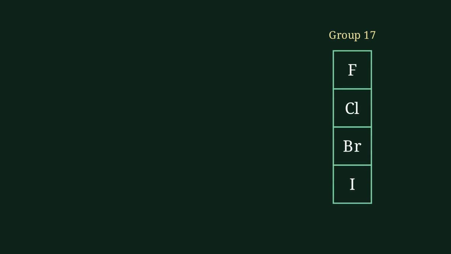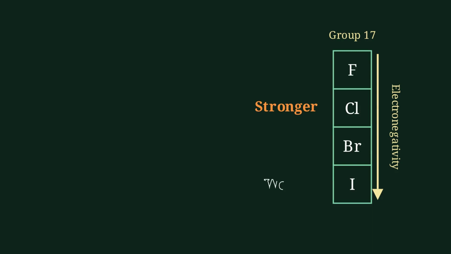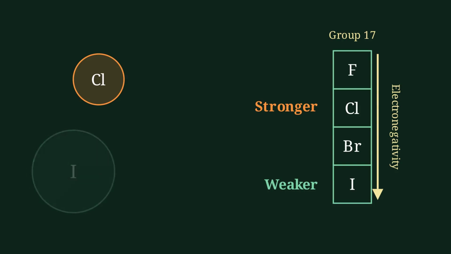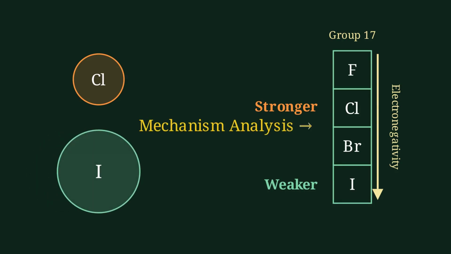But if you look at a periodic table, you might notice a problem. Iodine is less electronegative than chlorine. In the world of chemistry, the stronger element usually displaces the weaker one. So why would a chlorine atom ever give up its seat for a bulky, less electronegative iodine atom? Let's look at the mechanism to see what's actually happening behind the scenes.